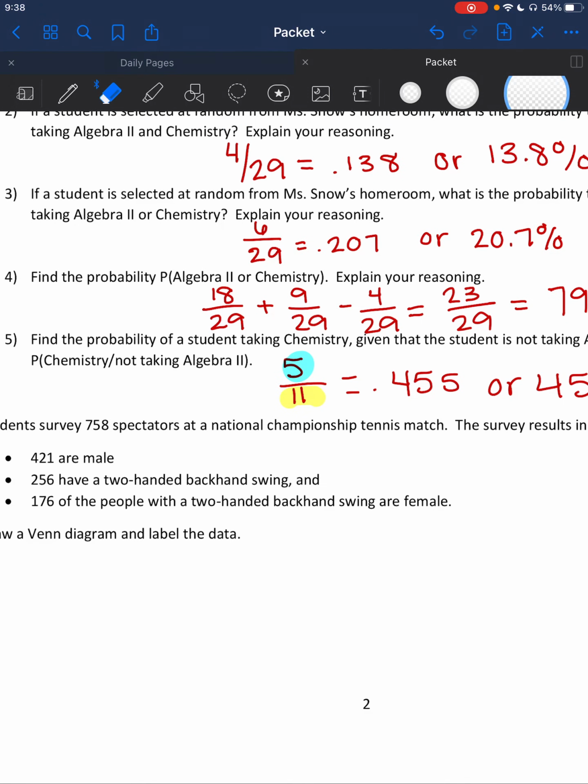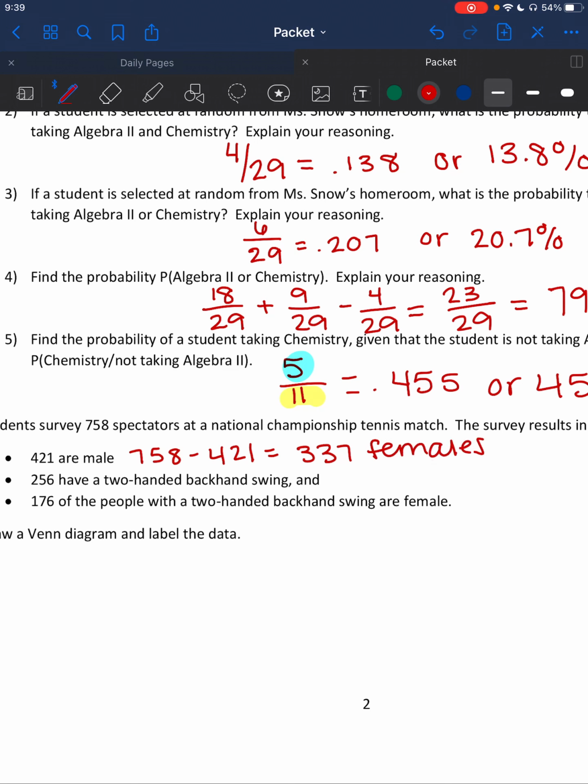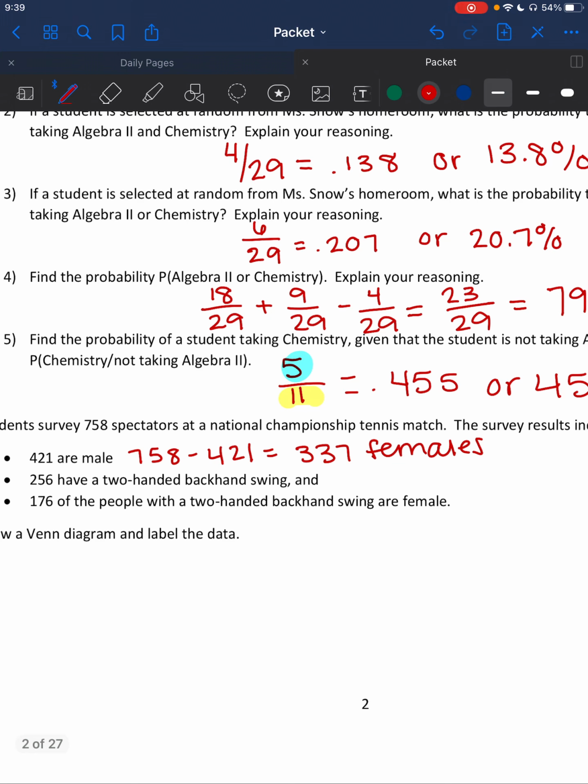So if I have 421 who are males, I want to go ahead and find my females. So if I subtract off how many males from the original number, I get 337 females. Okay, then it says 256 have a two-handed backswing. So that's total, males and females. 76 of the people with a two-handed backswing are females. So I'm going to find how many of those backswings are males.